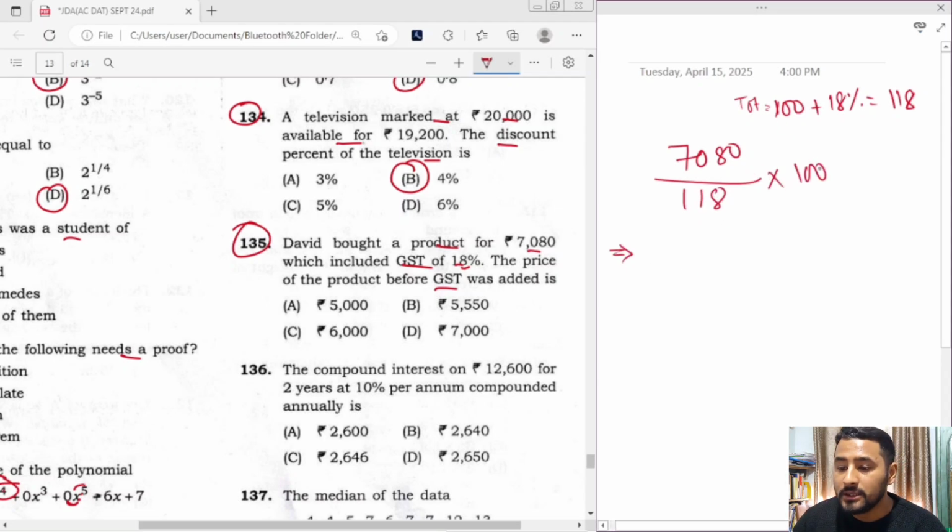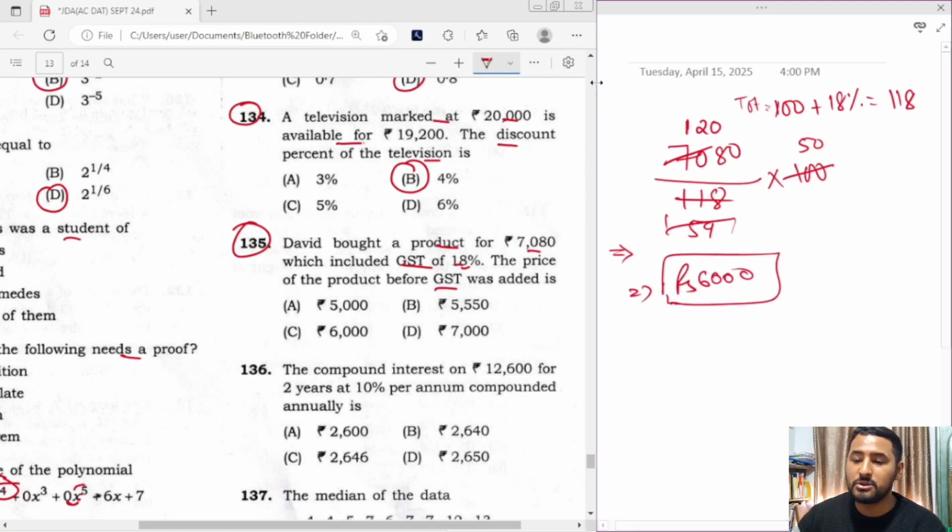Always do it like this. 2 into 50, 2 into 59. 59 ones are 59, 59 twos are 118. Okay, 59 twos are 1180. So when you multiply this by 120 into 50, you'll get rupees 6,000. Don't go the long way. Otherwise you can do 70/80 plus x plus 18% of x, but that will be a very long method. Just use this method.